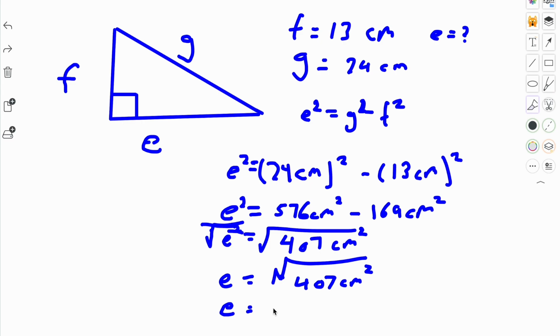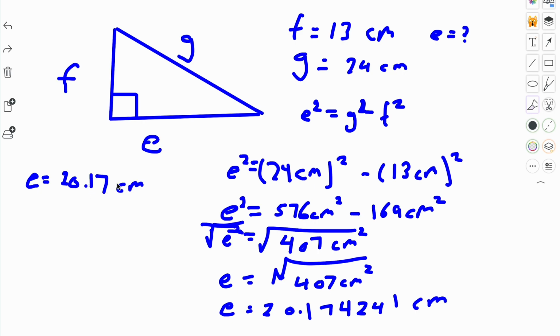And then if we square root 407, I'm going to erase the cm first because there's not enough space. We get 20.17421 cm. These are all the numbers the calculator gave me, and now we're going to round it reasonably. So I do hundredths place again. So E equals 20.17 cm. Make sure you have your units, and that's how you solve for the Pythagorean theorem. Thank you guys for watching.